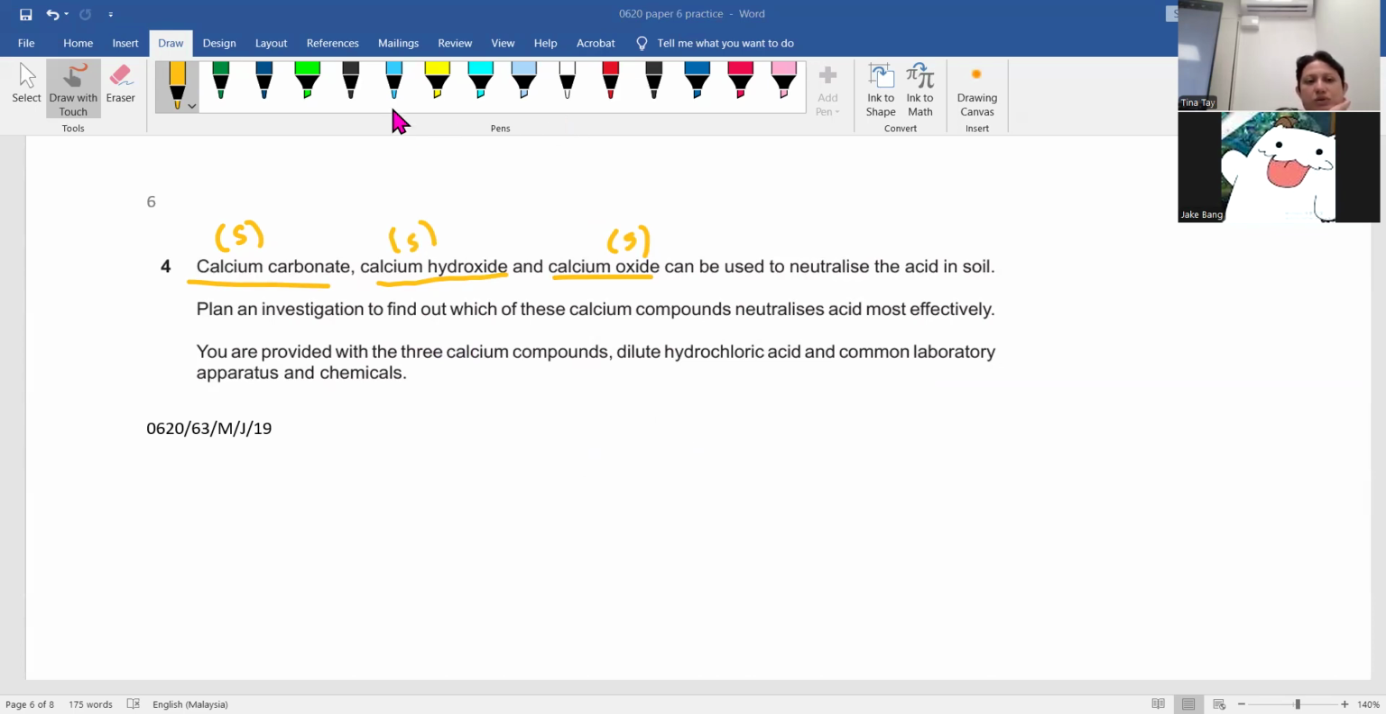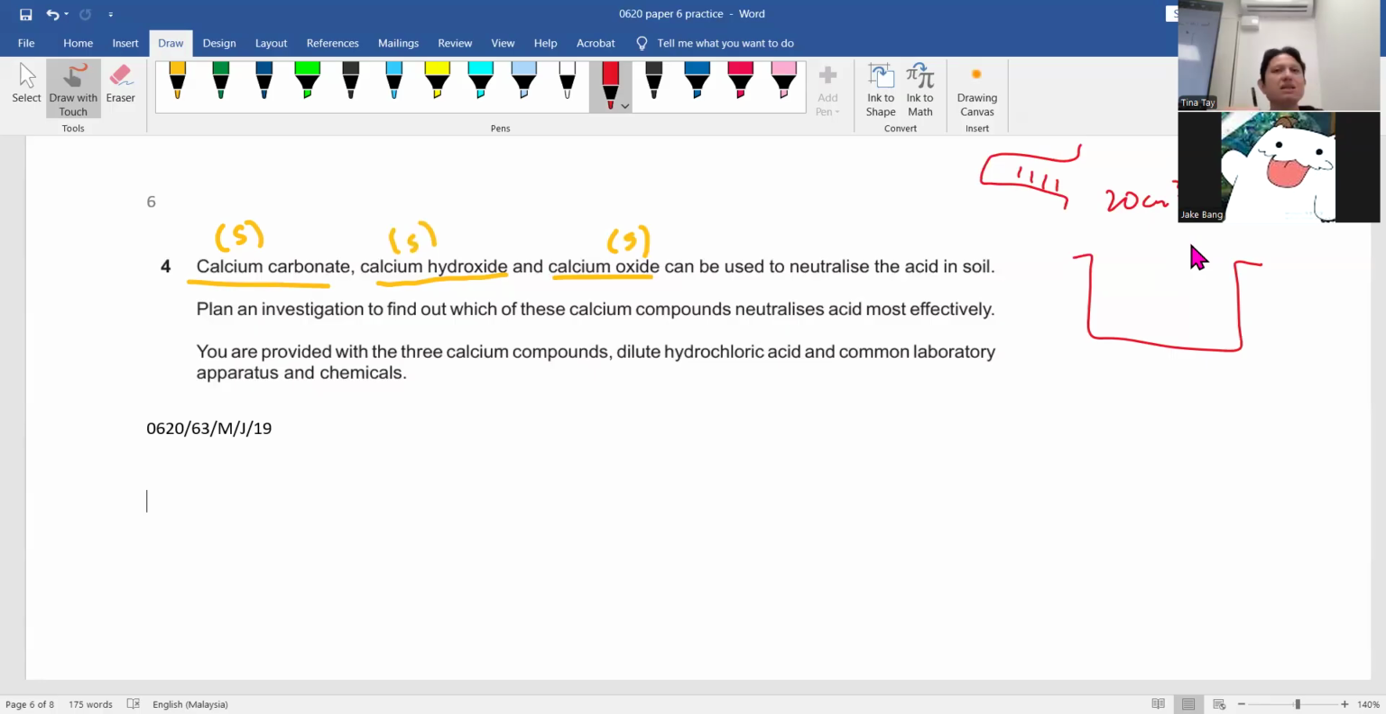Plan the investigation. What you need to do is you take a beaker. You use a measuring cylinder. You measure 20 centimeter cube of hydrochloric acid or sulfuric acid, and then you put that. Hydrochloric acid is better than sulfuric acid in this case. If you can tell me why, I'll give you 20 million points.